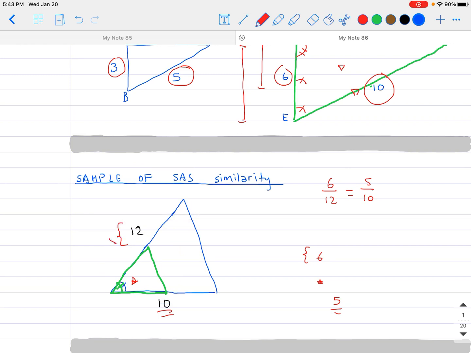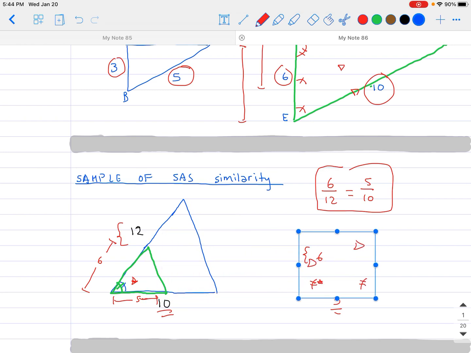Well, recall how I said that this length is supposed to be 6, and then this length is supposed to be 5. So according to my given, 6 over 12 is equal to 5 over 10. And then that means that the third opposite side right here should be parallel to each other. And once again, by PCA, then I can say that this angle is congruent to this angle. And therefore, by AA similarity, these two triangles have to be similar to each other then.